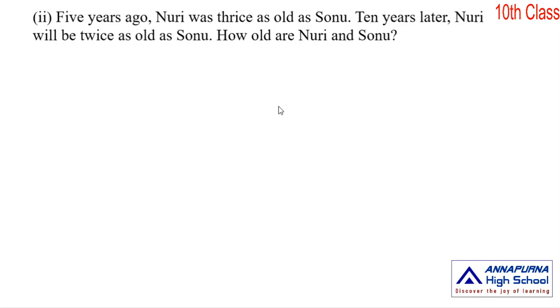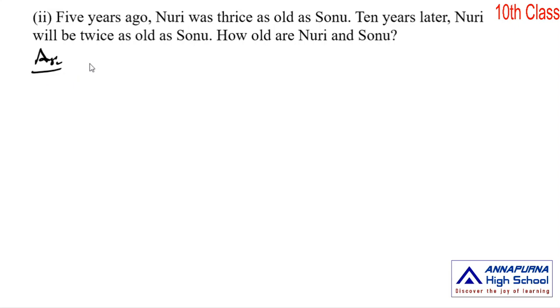Here the next question is, 5 years ago Nuri was thrice as old as Sonu. 10 years later Nuri will be twice as old as Sonu. How old are Nuri and Sonu? Okay, so 5 years ago Nuri was thrice as old as Sonu. 10 years later Nuri will be twice as old as Sonu. How old are Nuri and Sonu?